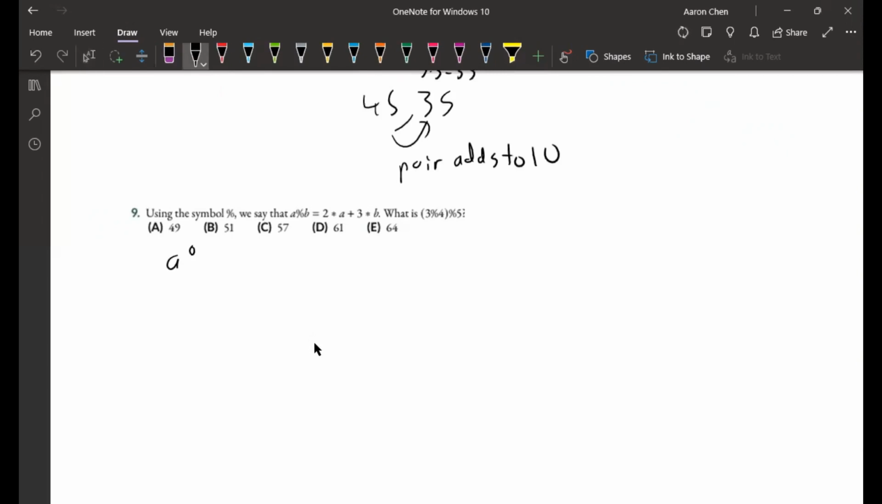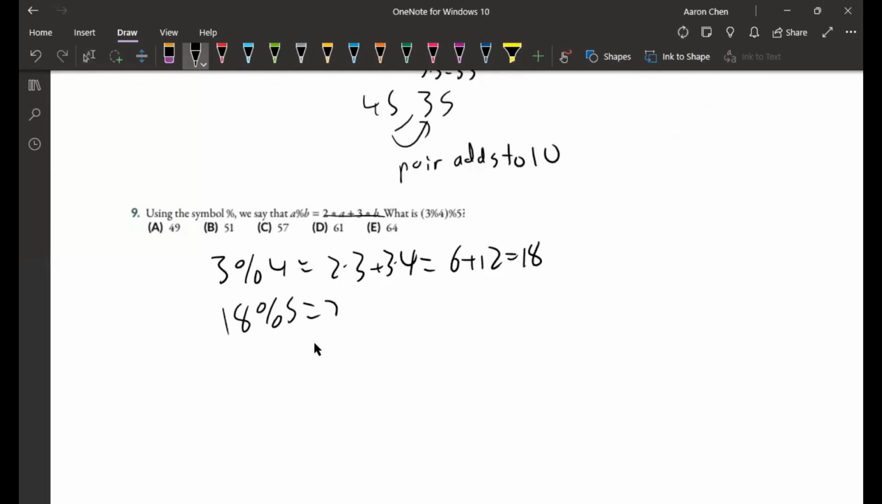So we are given that A%B is equal to this operation. So first of all, 3%4 is equal to 2 times 3 plus 3 times 4, which is 6 plus 12, or 18. Next up, 18%5 is equal to 2 times 18 plus 3 times 5, which is 36 plus 15, or 51. And that is option choice B.